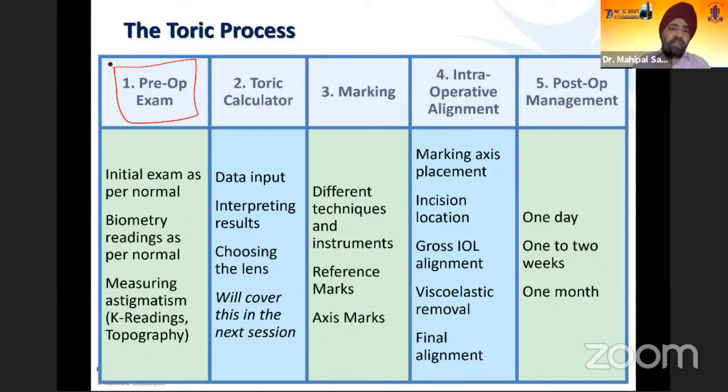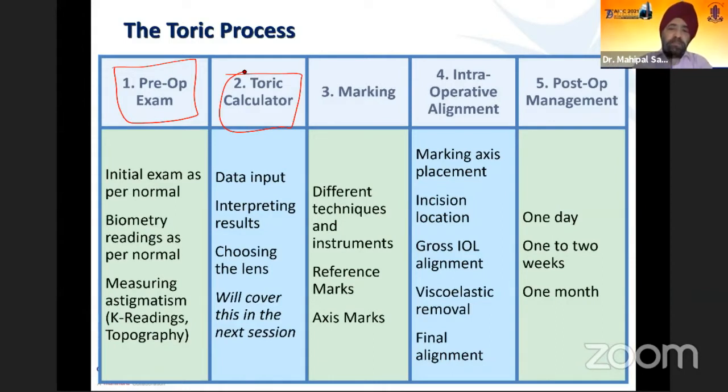The next important thing is the toric calculator, and this is important as to how accurately the data is being inputted. The lens is normally recommended by the calculators which each company has for their intraocular lenses, but you can also use a Barrett toric calculator if you want.